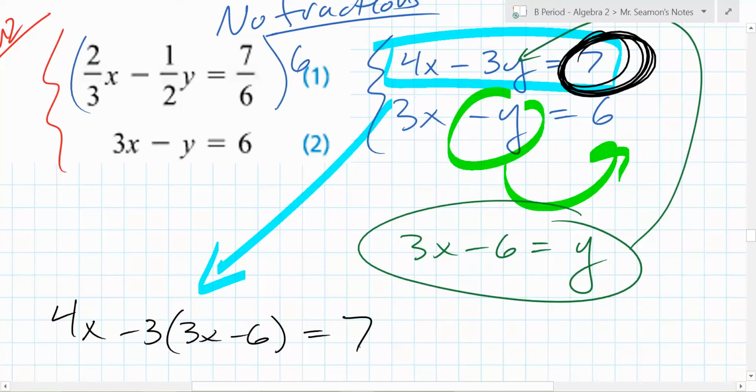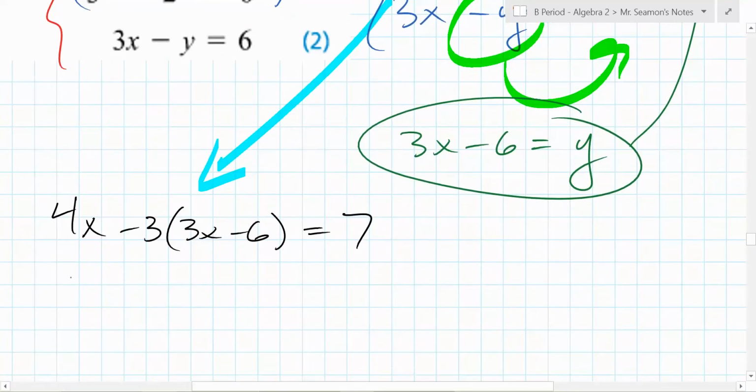7. I'm just plugging it in. I'm not doing the math. All I did, what does y equal? Y equals this. And where did I plug it in? Right there. Now, how many equations do I now have? One. How many variables are in it? One. Can I theoretically solve that?